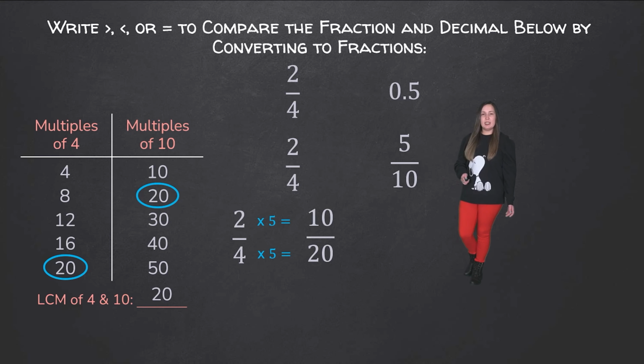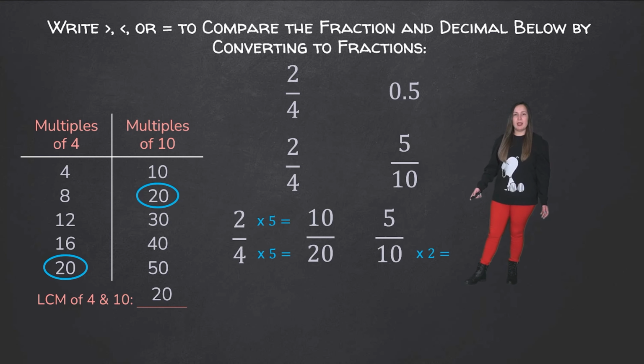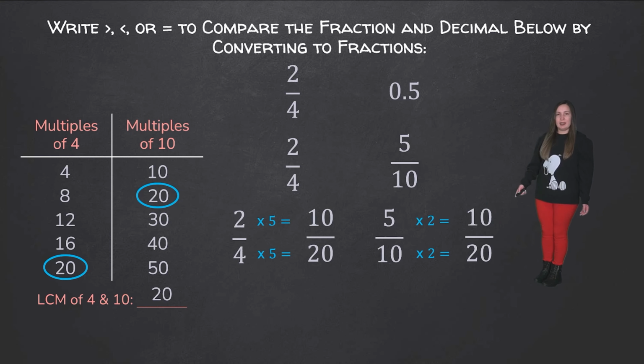Then we're going to take our second fraction, which is 5/10, rewrite that, and in order to get a denominator of 20, we have to multiply 10 by 2. Whatever we do to the denominator, we have to do to the numerator as well. So 5 times 2 is equal to 10. 10 times 2 is equal to 20. So 5/10 is equal to 10/20.